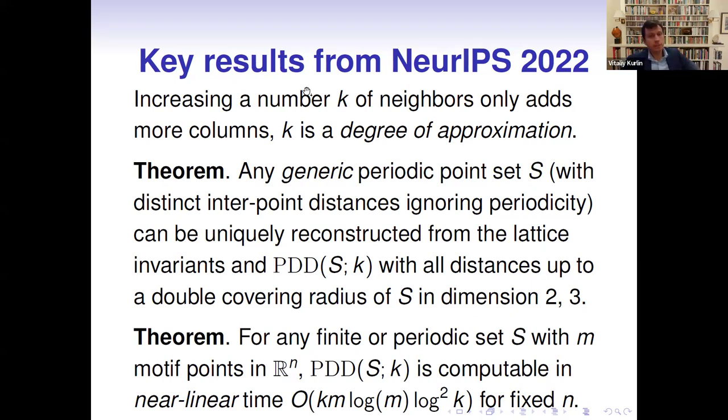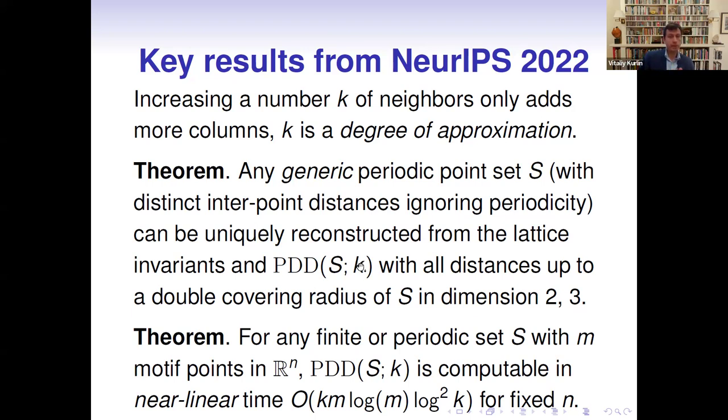Then the strongest result about PDD is a generic completeness in the following sense. If our periodic point set is generic, which roughly speaking means that all interpoint distances are distinct if you forget about periodicity. Of course, due to periodicity, many interpoint distances are repeated, but only due to this translational periodicity. A square lattice, for example, would not be generic because you have two equal distances, say, in the horizontal and vertical direction. But if there are no repetitions apart from periodicity, then for such a generic periodic point set, we can reconstruct it from a lattice of a flat periodic set and a large enough PDD matrix.